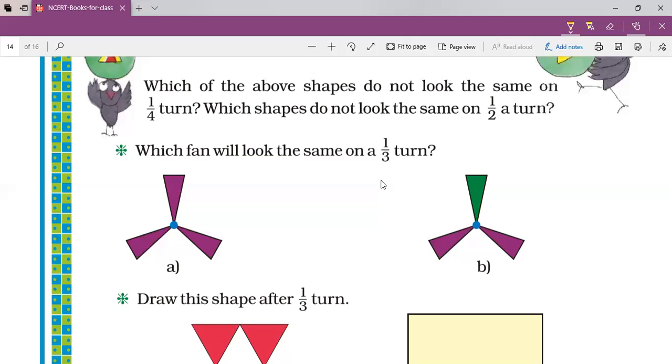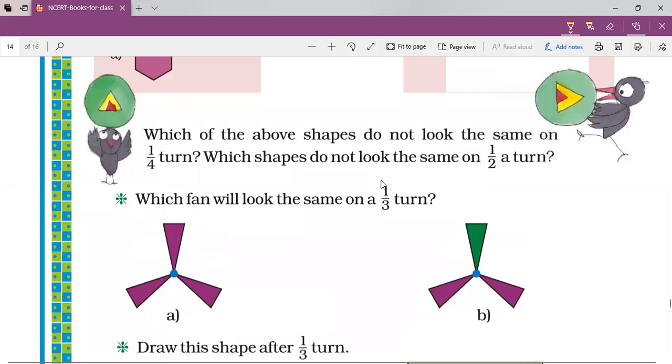Okay, so this was the 1/4 and half turn. Any query, let me know. Do your homework, the practice time, in your textbook only. No need to draw in your notebook.